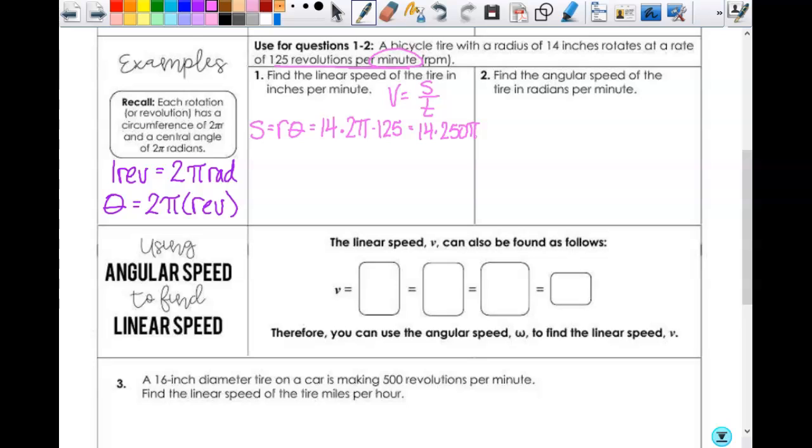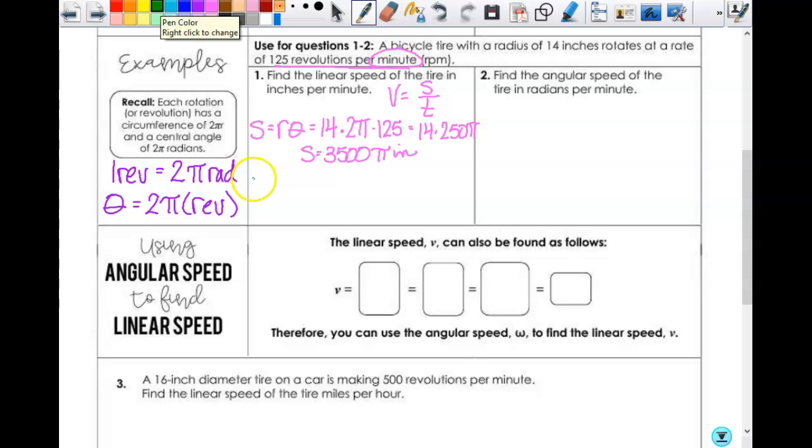But if I think of 14 as 7 times 2, what's 2 times 250? 500. And then 7 times 500 gives me what? 3,500. See how it's easier to break it apart like that? And this is an arc length, and this was in inches.